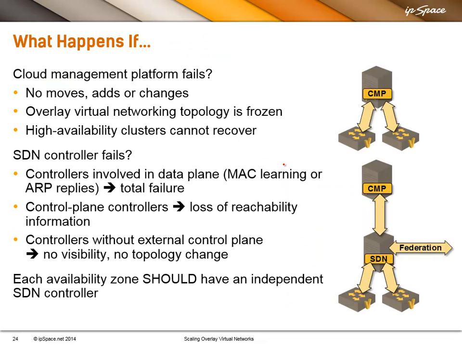Now, let's see what happens if the cloud management platform fails. Well, it's not nice, but all the workloads are still running. In most cases, you can't make any changes. The topology might be frozen. The virtual networks are frozen. High availability clusters may or may not be able to recover depending on the implementation. You lose visibility, but all the workloads are running. Nothing changes. As long as the workloads are running, they're fine.